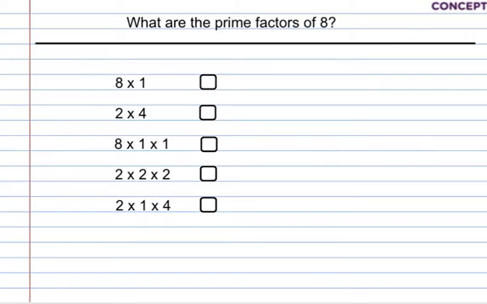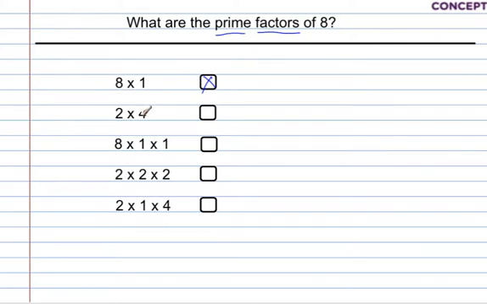Okay, well, prime factors of 8 would be the factors, which is the numbers that multiply to give 8, which are also prime. So the first thing you have to ask yourself is, does 8 times 1 give you 8? Yes, it does. Is 8 prime? No. Is 1 prime? No. So these are factors of 8, but they are not prime factors. So it's not that box.